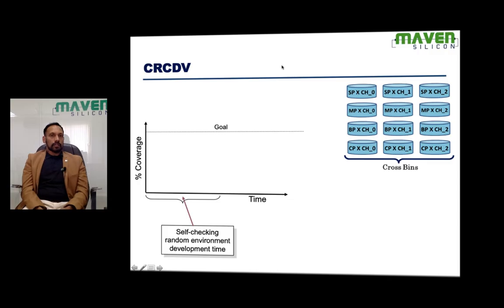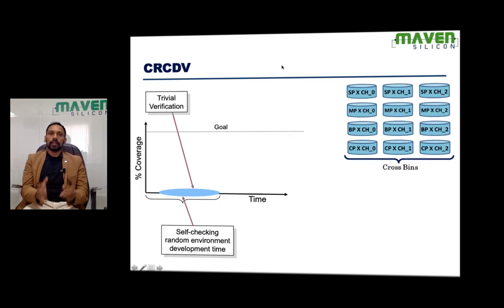It starts with trivial verification. Trivial verification means we have to build the test bench, and we need to verify the test bench itself. Basically, we make the environment stable. This is called self-checking random environment development time: how much time we are going to spend to bring up the environment.